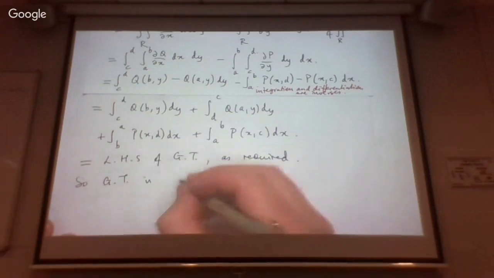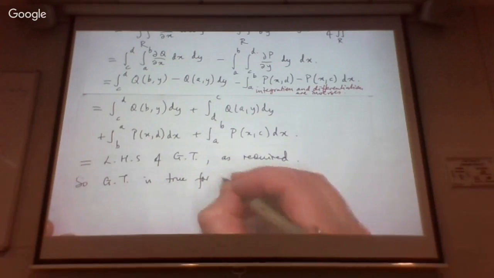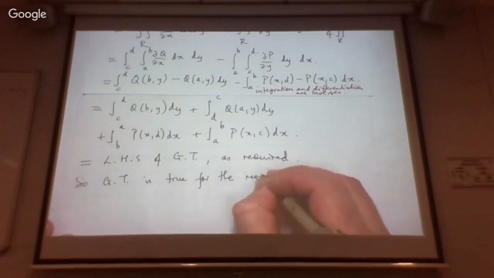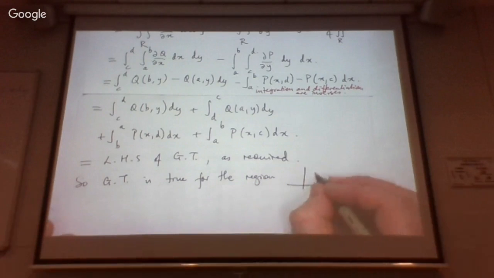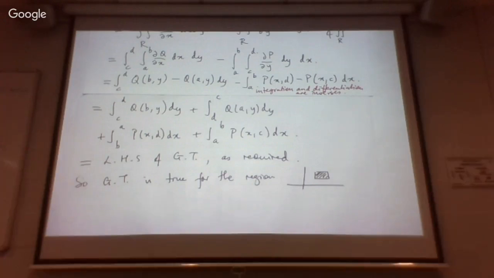So GT is true for this region here, a rectangle aligned with the coordinate axes. Okay? But that's okay. That's a simple case.